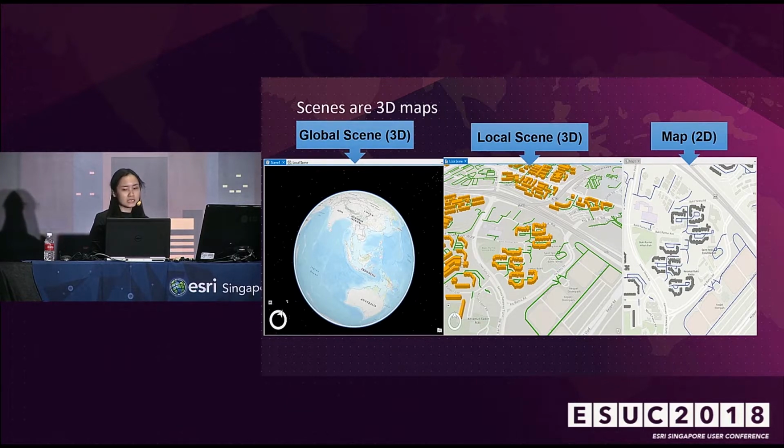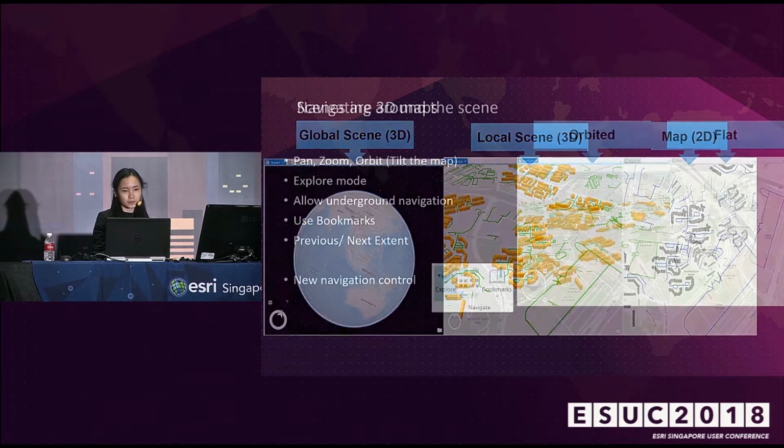So global scene is similar to Google Earth, where you need to see the Earth's curvature, whereas in local scene, you are looking at a smaller area, and the curvature of the Earth is not a factor. All the scenes are in 3D, map is in 2D.